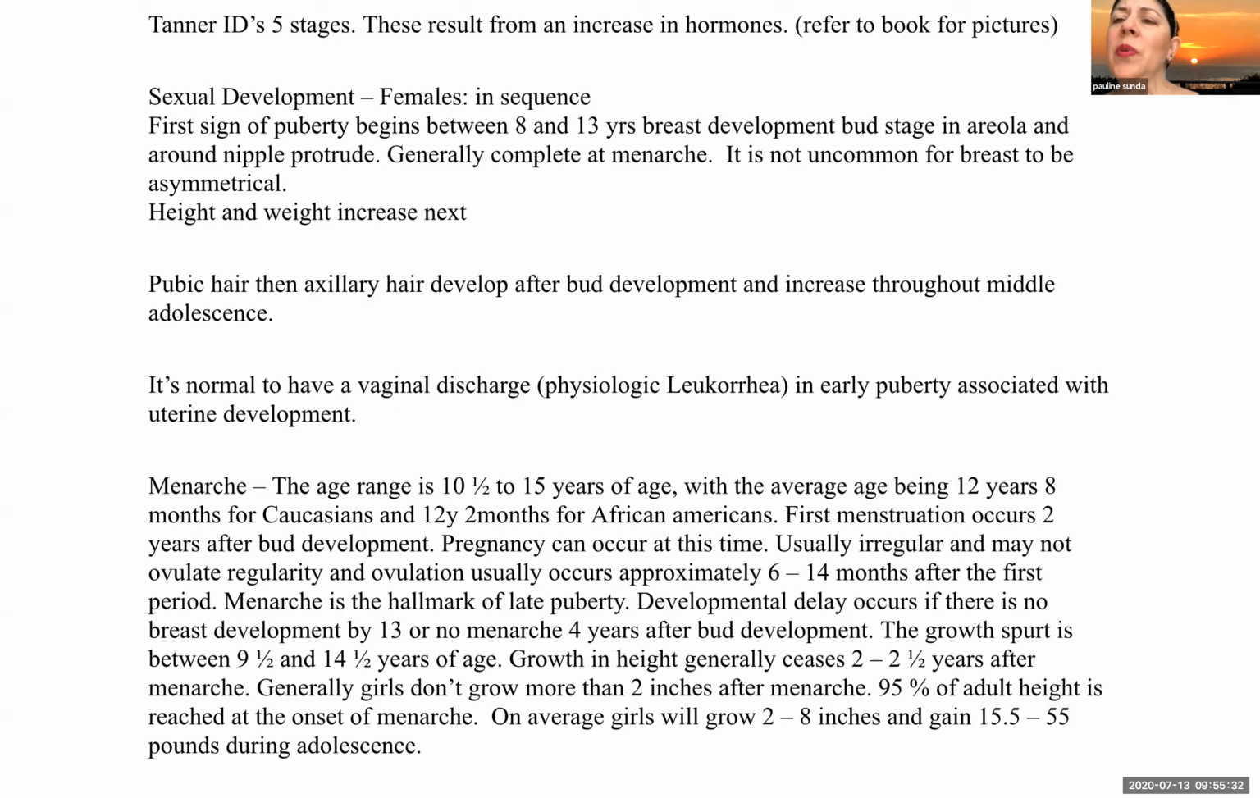The first sign of puberty begins between 8 and 13 years of age, which is the breast development, the bud stage in the areola and around the nipple. These areas begin to protrude. Generally, this is complete at menarche. It is not uncommon for breasts to be asymmetrical. Height and weight increase next. Pubic hair, then axillary hair, develop after bud development and increase throughout middle adolescence.